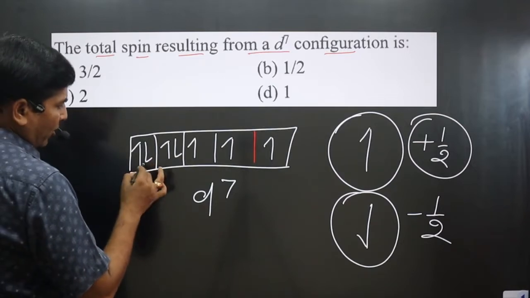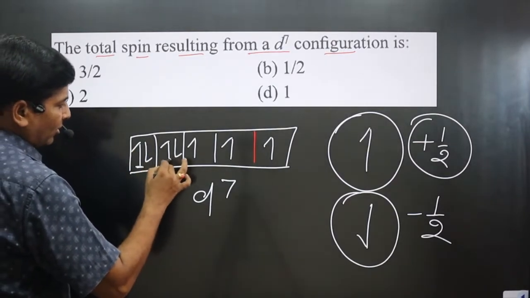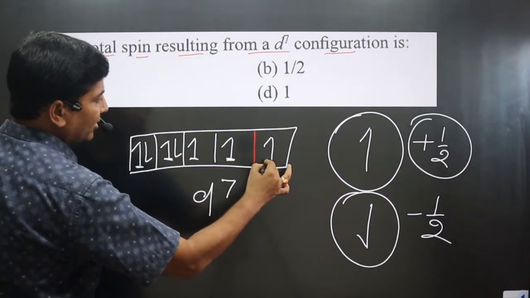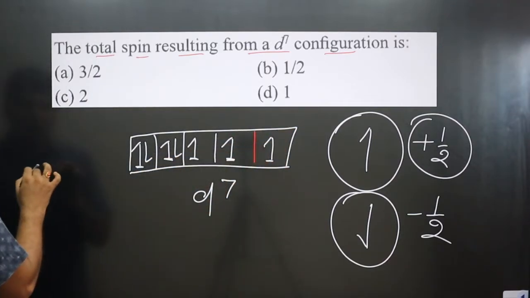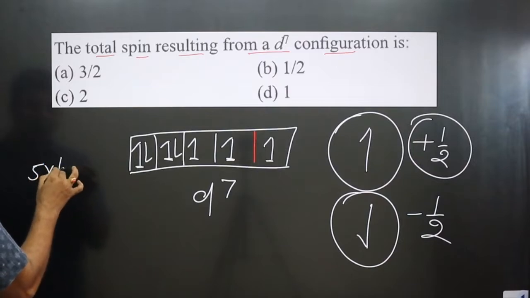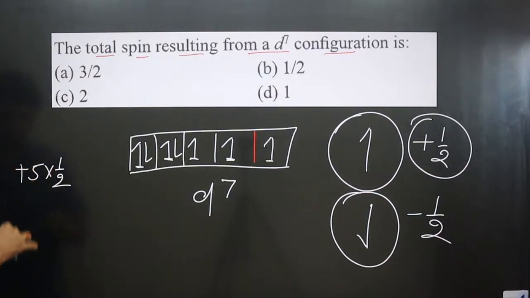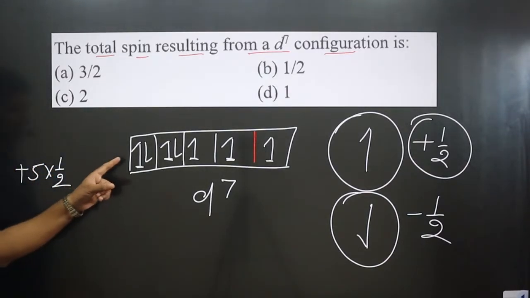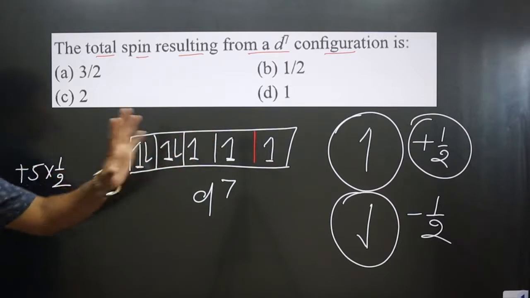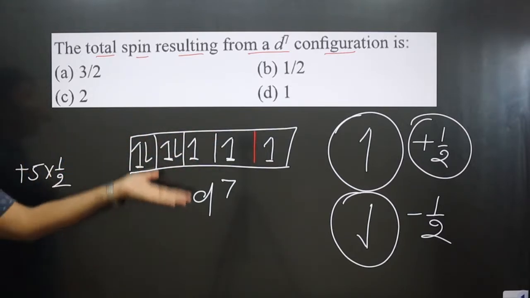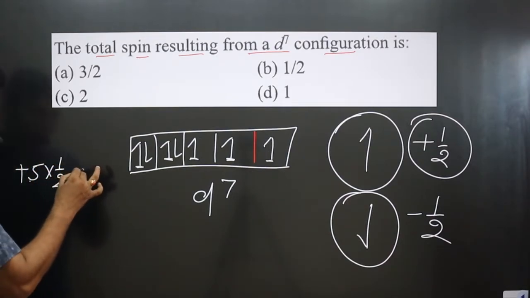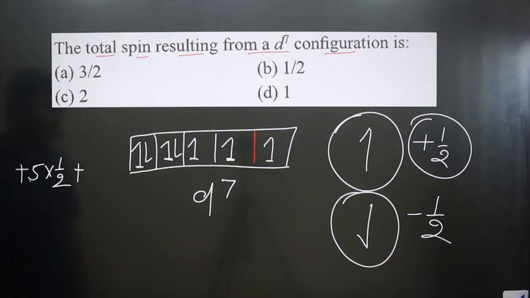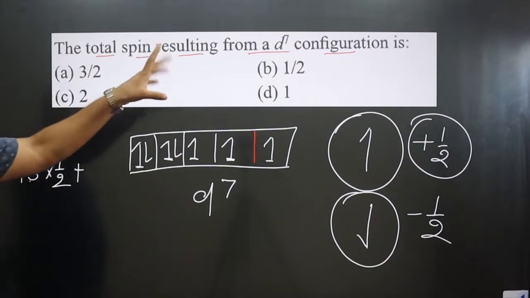So we have spins going upward: 1, 2, 3, 4, and 5 are there, and each spin value is 1 by 2, positive. So we have 5 multiplied by 1 by 2. Each spin value is plus half. The total number of spins going upward is 5, so we have 5 multiplied by plus half. And then we can add, because it is asking for the total resulting spin.